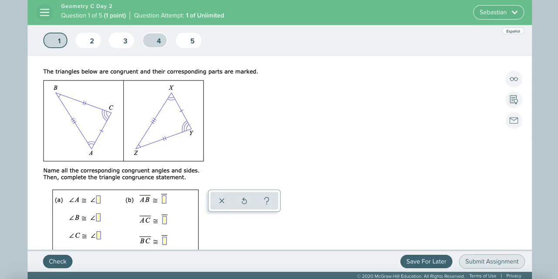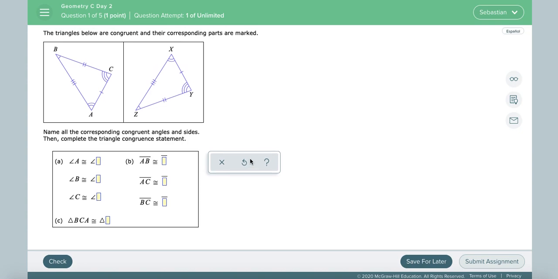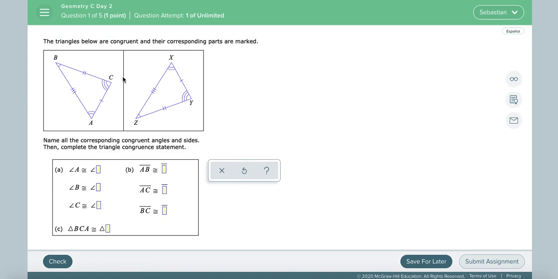Okay, so when we go to our topic, this one right here, this is already telling you that the two triangles are congruent. So angle A here has these two lines, so that would be angle X. You're going to type in angle X. Now how about B? B would be this one line, so it would be Z. For C, it has three lines, so it would be Y.